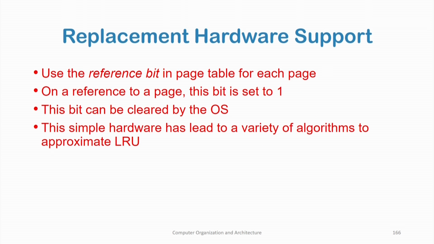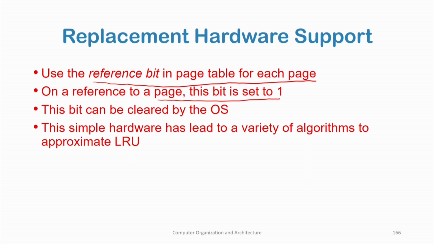One of the most common implementations is an approximate version of LRU, which uses a reference bit in the page table for each page. How does this operate? On a reference to a page, this bit is set to 1. Each page has a reference bit. When I am accessing a page that is in memory, I set this bit from 0 to 1 if it is not already 1.